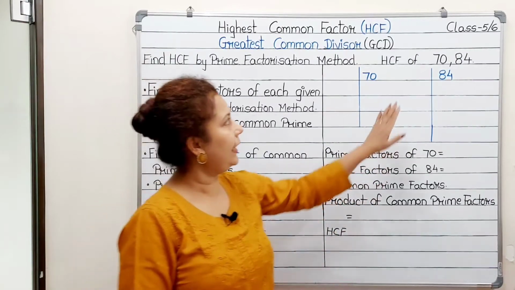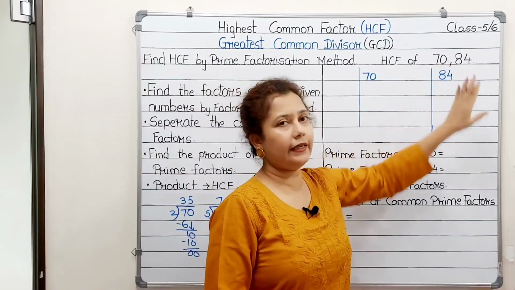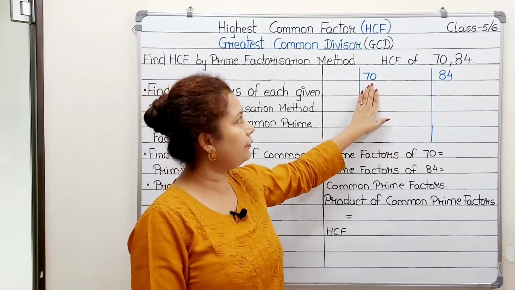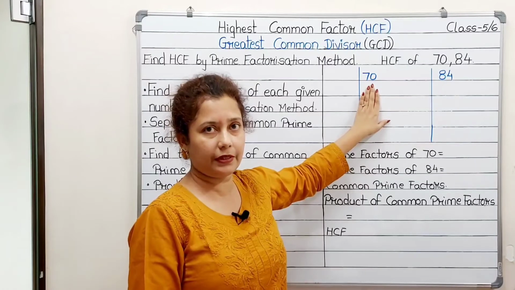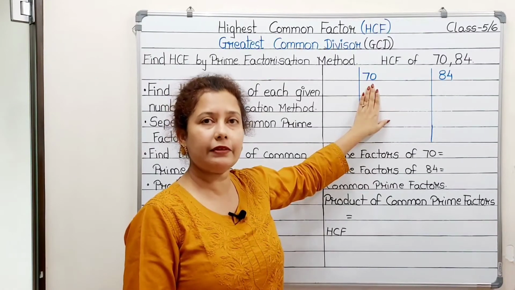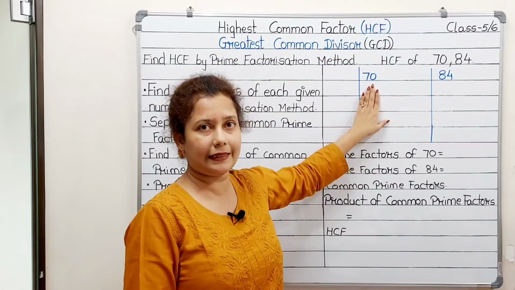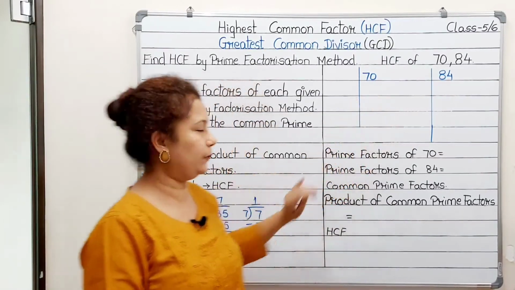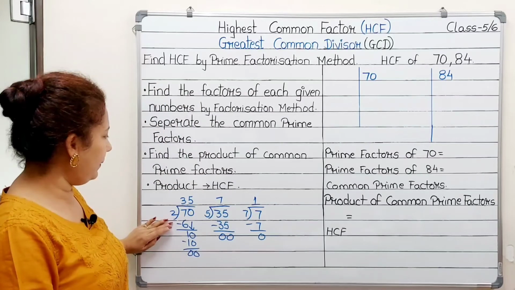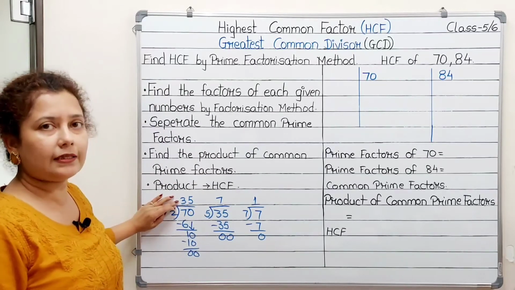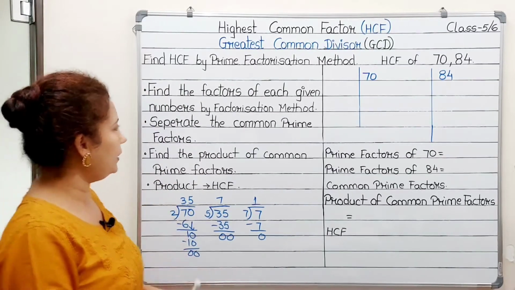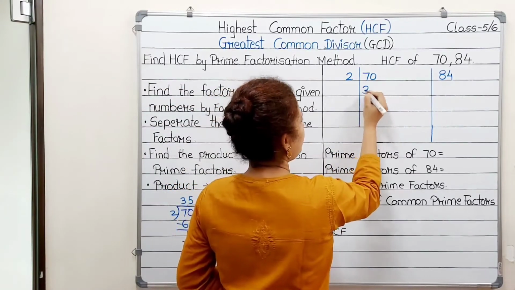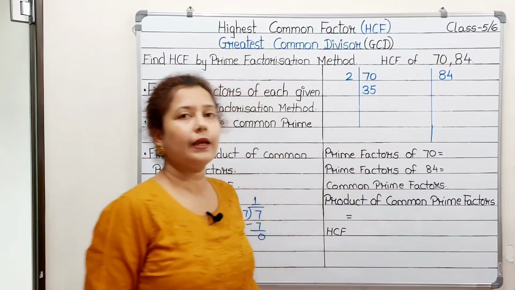Now we will find HCF of 70 and 84 by prime factorization method. For that, we will find the prime factors of 70. So we will divide 70 by first prime number, that is 2. 70 is an even number, so it is divisible by 2. When we divide 70 by 2, we get 35 as the quotient. So here we will write 2, that is divisor over here, and quotient below 70.